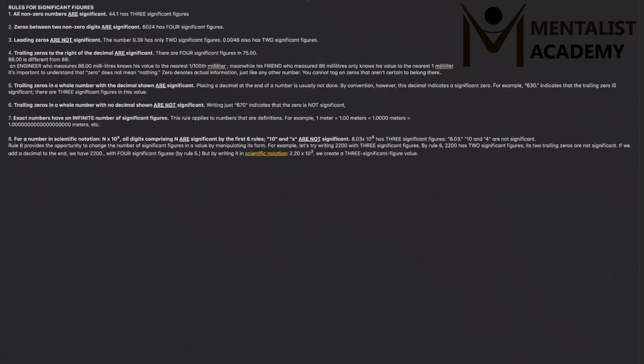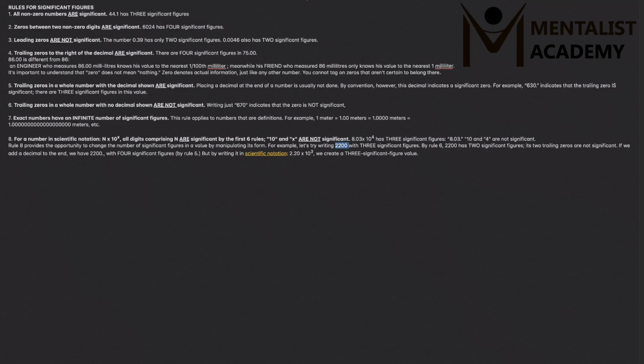Rule 8 provides the opportunity to change the number of significant figures in a value by manipulating its form. अब हम क्या कर सकते हैं, मेरे पास अगर कोई एक नंबर गिवन है, फॉर एग्जांपल 2200, इसके अंदर अभी, लेट्स ट्राई राइटिंग 2200 विथ 3 सिग्निफिकेंट फिगर्स. अब देखो 2200 जैसे मैंने लिखा हुआ है, it has only 2 significant figures, 2 and 2. The trailing zeros are not significant.